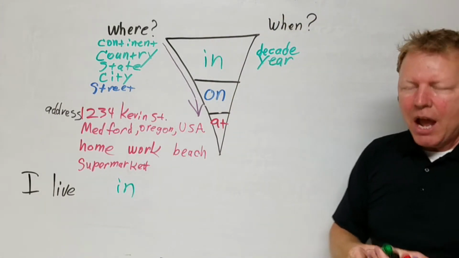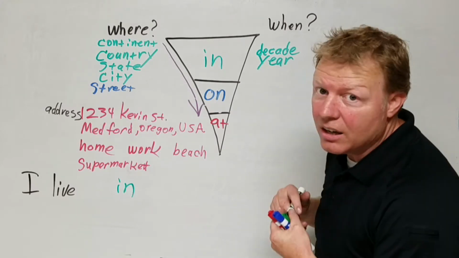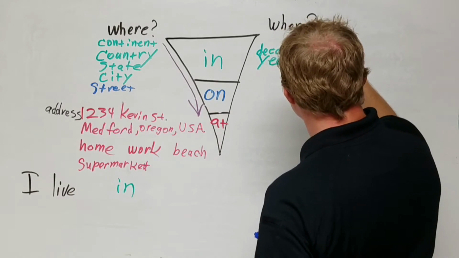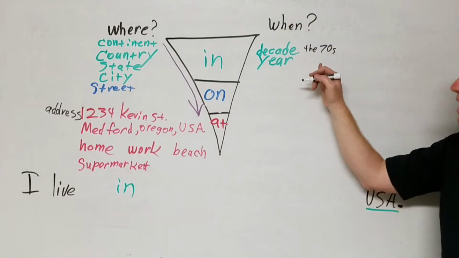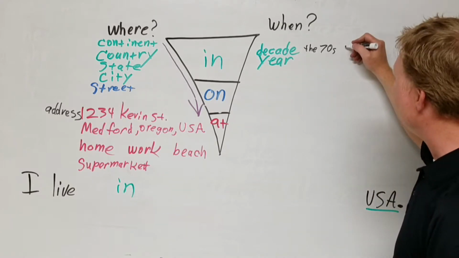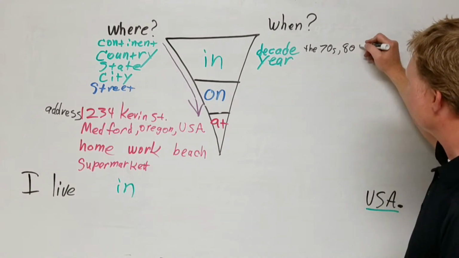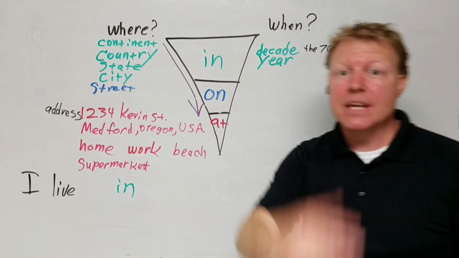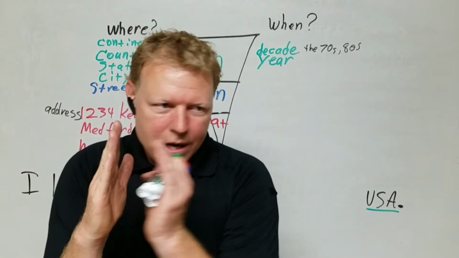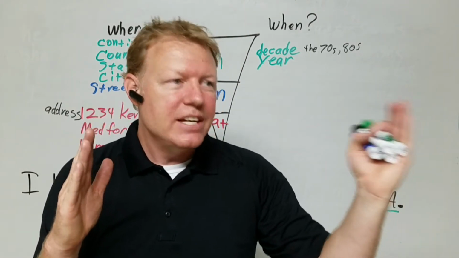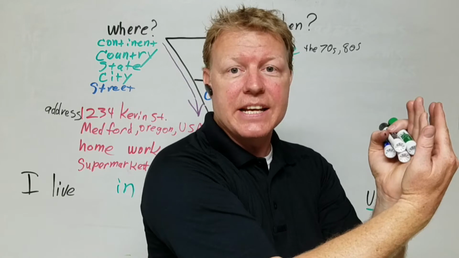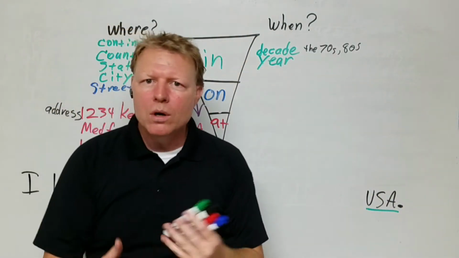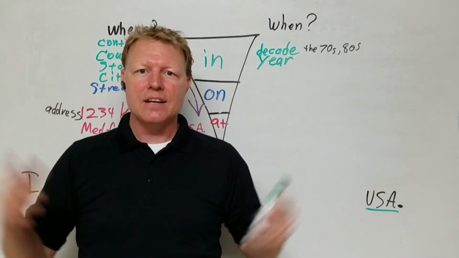D-E-C-A-D-E, in a decade. And we tend to think of a decade as the 70s. I was born in the 70s, right? But I feel like I grew up in the 80s. Okay? Now, the 80s began in 1980 and ran all the way to 1989. And the next year was 1990, and that began the 90s. That's called a decade.